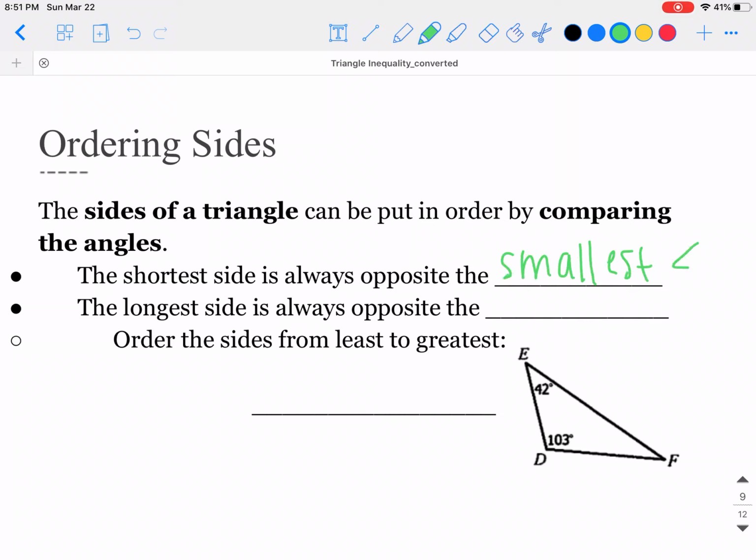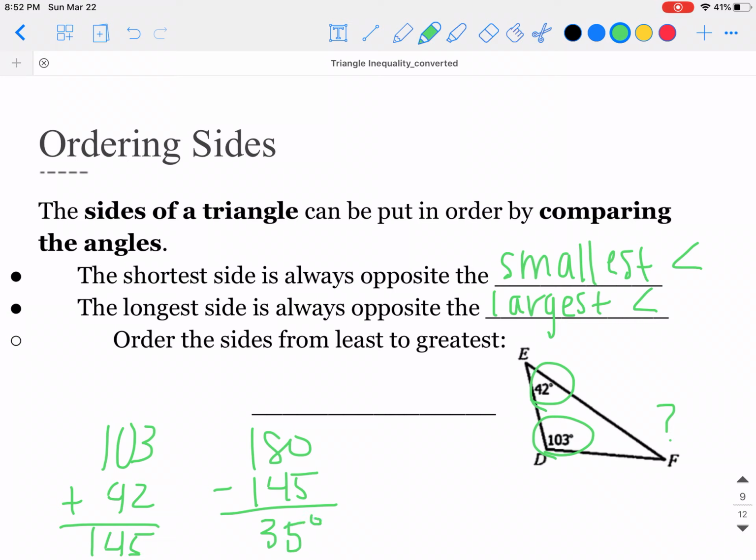Well, we're given two angles of our triangle, but right now we don't know angle F. We're able to figure out angle F by adding together 103 plus 42. That's going to give us 145 degrees. To figure out angle F, we do 180 minus 145, which gives us 35 degrees. So angle F is going to be, get rid of this question mark because now we know that it is 35 degrees.